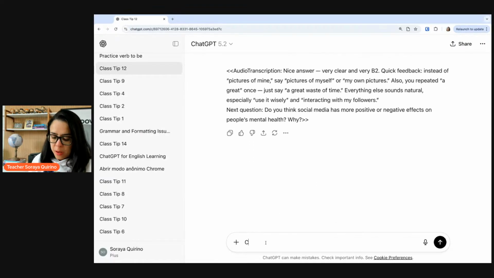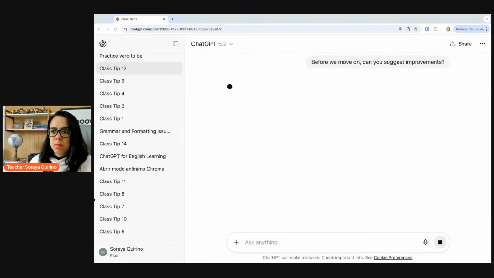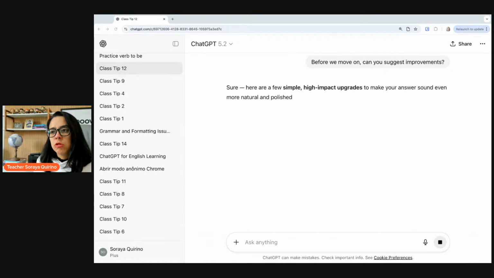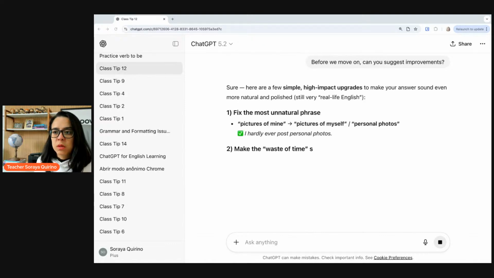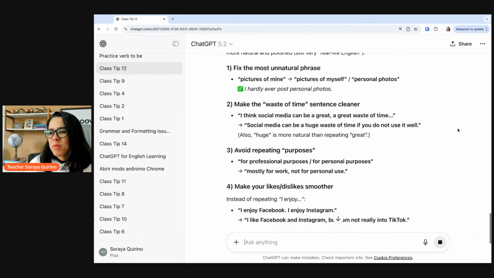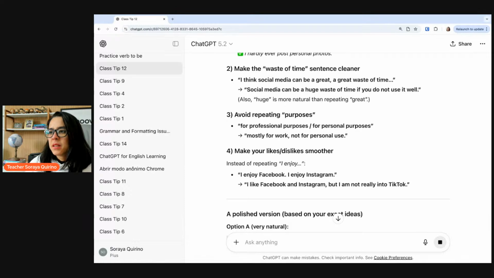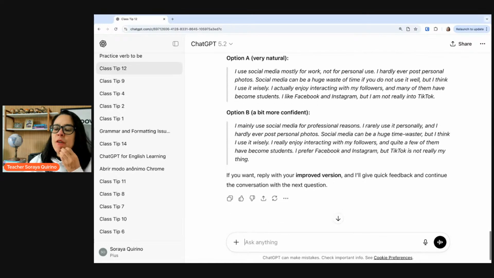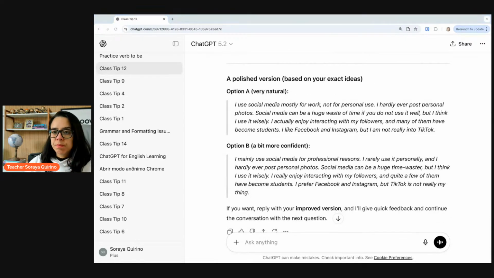You can ask, "Before we move on, can you suggest improvements?" And ChatGPT will suggest something for you. It's totally okay to say pictures of mine, guys. Or pictures of myself, whatever. Okay. So anyway, you see, it suggested two different ways of saying something.